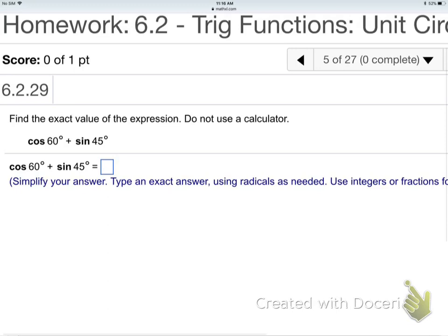Okay, so try that. Go ahead and use your unit circle that you've got. Find the 60-degree angle and grab the two numbers there, the x, y. Remember, the x is the cosine. The y is the sine. So grab the x, grab the cosine of 60, and then go to the 45 and grab the sine, the y value. See if you can add them up.